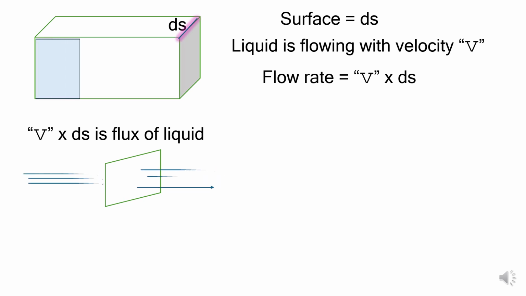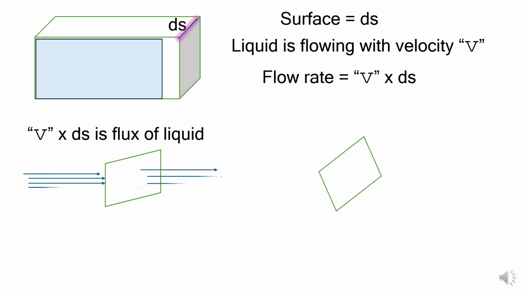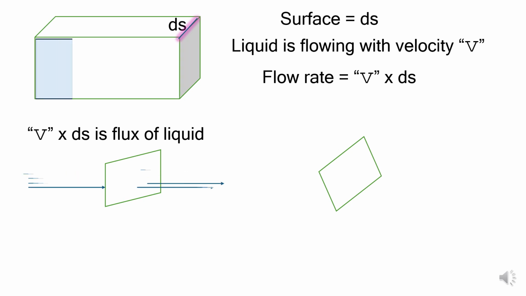In the upper case, the top one, you can see the multiplication of velocity v with the surface area ds, which we called the flow rate, is nothing but the flux of a liquid. But in the bottom case, if you draw the analogy with a plane, you can see a lot of blue electric lines passing and crossing the plane and coming out.